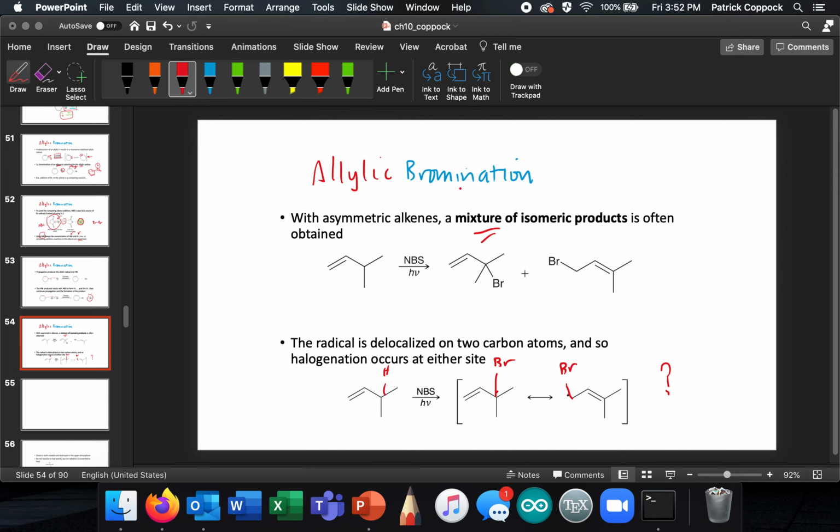Okay, so if we're trying to make things, then symmetric alkenes are going to give us by far a better use with this.